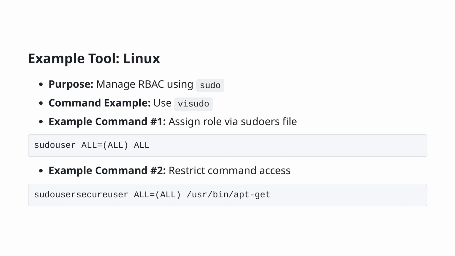On the other hand, if you want to restrict access to specific commands, you can refine the entries. In this example, we restrict a user named secure-user to only run apt-get. This ensures that secure-user can't perform unauthorized actions beyond what is explicitly allowed. It is essential to carefully manage these settings to maintain security and functionality in your environment.